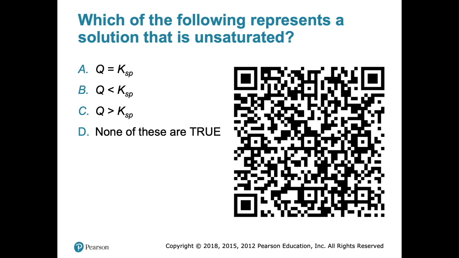When Q is less than Ksp, you have an unsaturated solution. When Q is greater than Ksp, you have a saturated solution, that is, you cannot add any more stuff to it. It will form precipitate. And when Q equals Ksp, you're saturated and you're at equilibrium. And that is it.